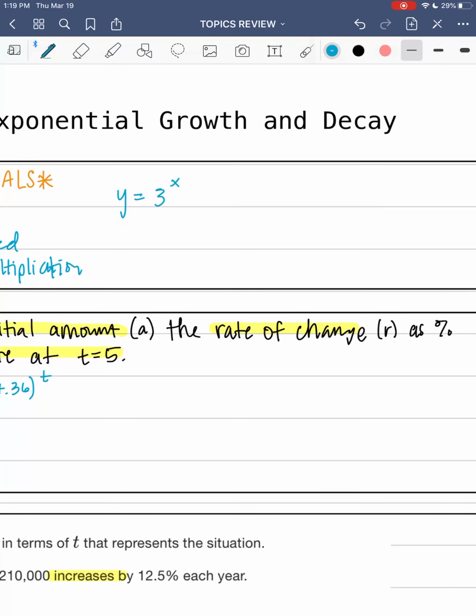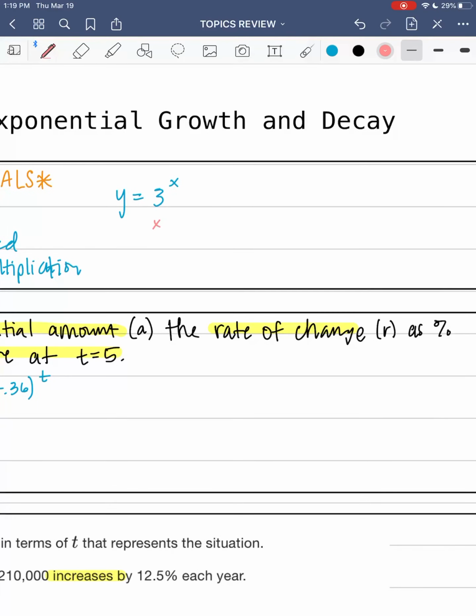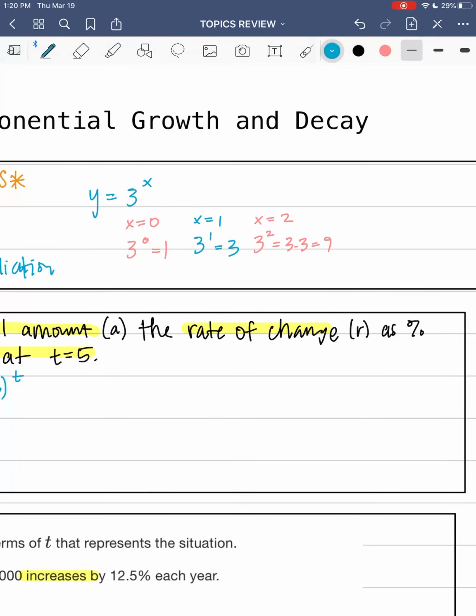Every time we change the x, like if we do x equals 0, that means 3 to the 0, which is just 1, remember? Then at x equals 1, that's 3 to the 1, which is just 3. And x equals 2 means 3 squared, which is 3 times 3, which is 9. If x equals 3, that's 3 to the 3, which means 3 times 3 times 3, which is 27. And it just keeps going up like this.